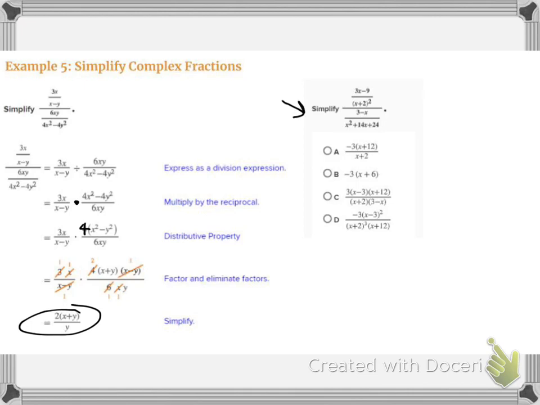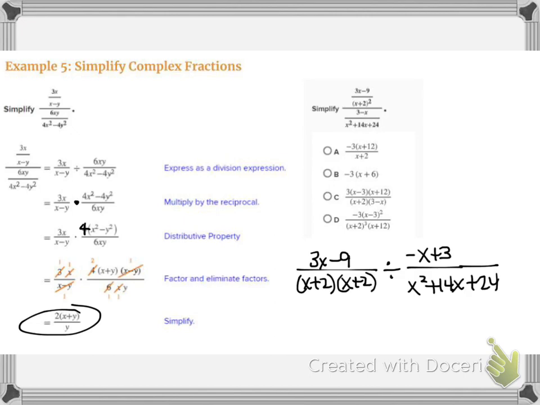Here's your challenge. Pause here and try. See how you do. When you're ready, resume for the answer. First step, did you write out your division?